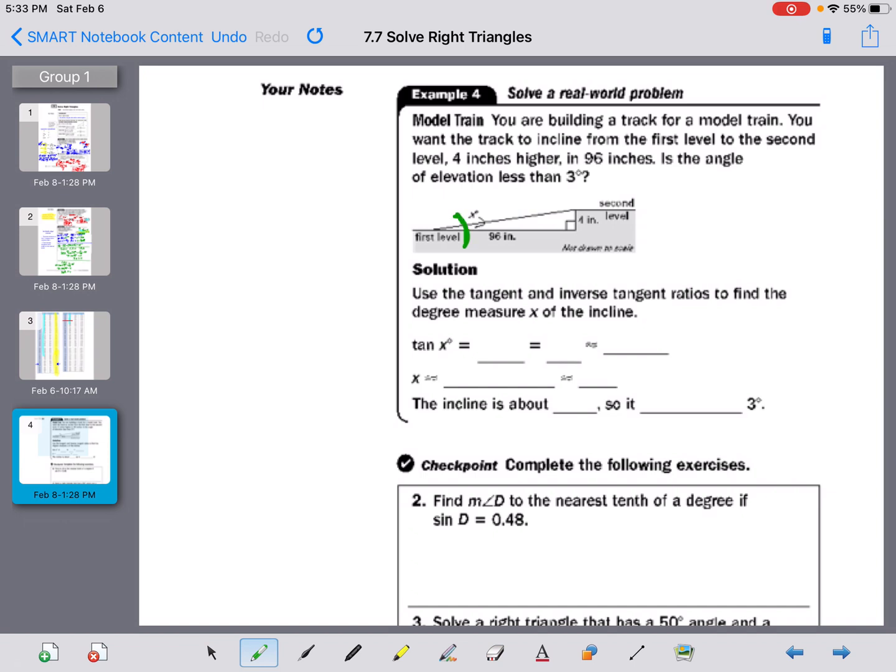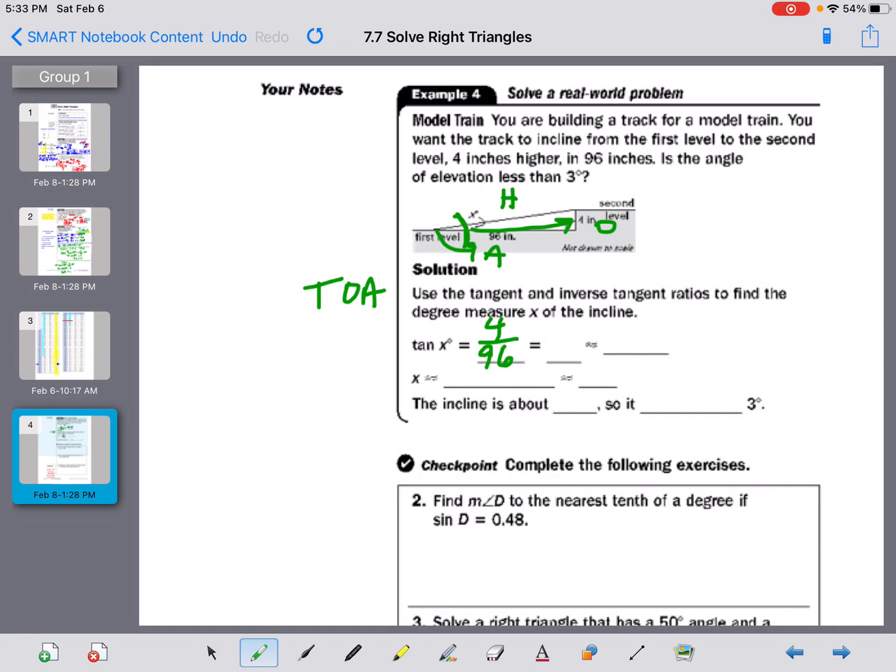Okay, so I have a nice right triangle. I'm looking for this angle over here. I know the measure across, or opposite, is 4. My hypotenuse is the one up here where the train will go, and so my adjacent over here is 96. All right, O and A, that must be TOA. So I'm going to use tangent. Tangent of angle x equals the opposite, which is 4, divided by the adjacent, which is 96.